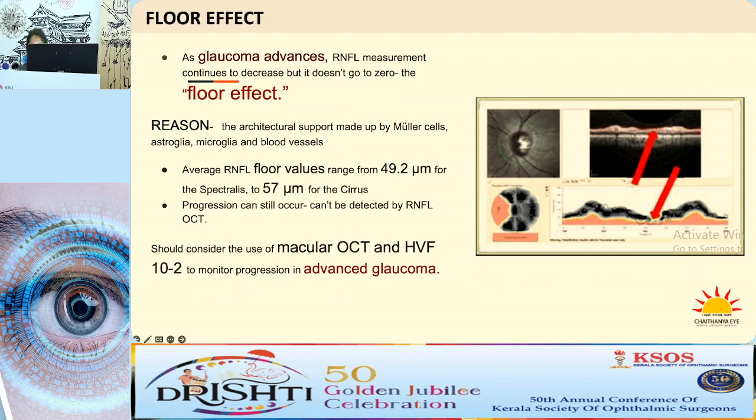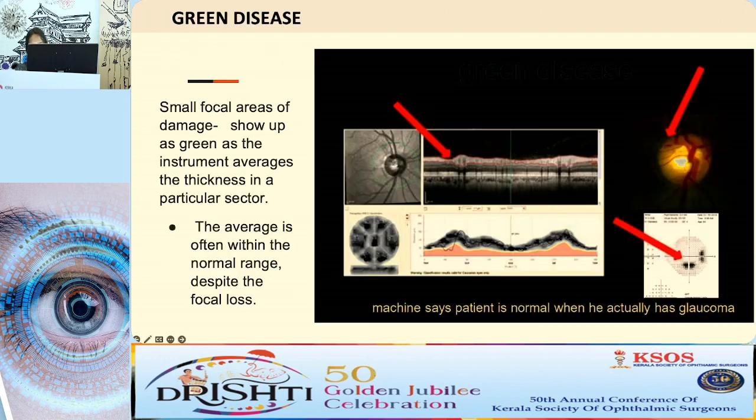And the floor effect: we all know that as glaucoma advances, RNFL measurement continues to decrease, but it does not go to zero because of the floor effect. The reason being the architectural support by the Muller cells, astroglia, and the blood vessels. In Spectralis, the average RNFL floor values range from 49.2, and in Cirrus it is 57 microns. But progression can still occur, but cannot be detected by the RNFL OCT. So we should consider macular OCT or 10-2 for progression in advanced glaucoma.